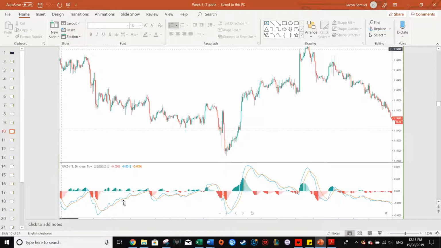Now, you don't need to know which is the slow and which is the fast. You can literally look that up in the settings. Just click on the settings tab. It'll tell you fast, slow, and it'll have the color coordination next to it. So you'll know by yourself.